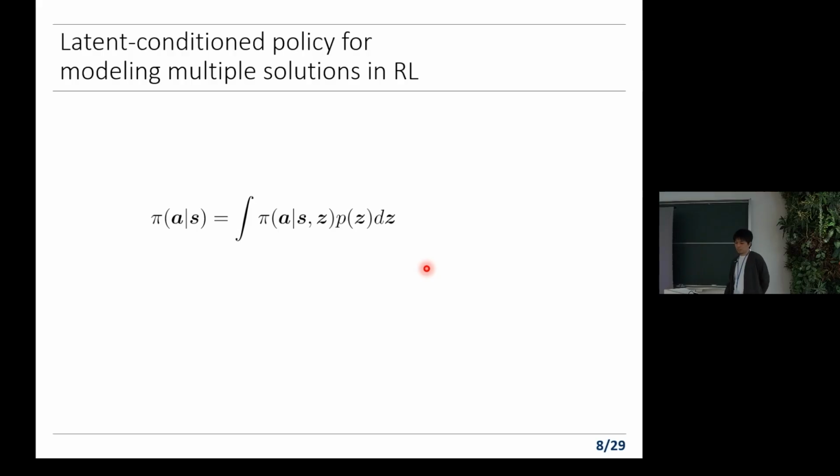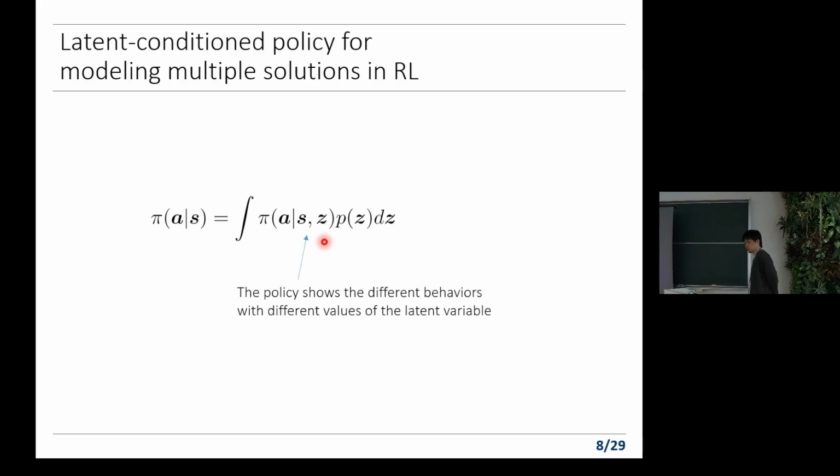Typically, in reinforcement learning, we aim to learn a policy that is defined as a conditional distribution of action given state. Here we write this policy like this. We have a latent conditioned part, here Z, which corresponds to the latent skill of the task. This policy shows different behaviors with different values of this latent variable Z.